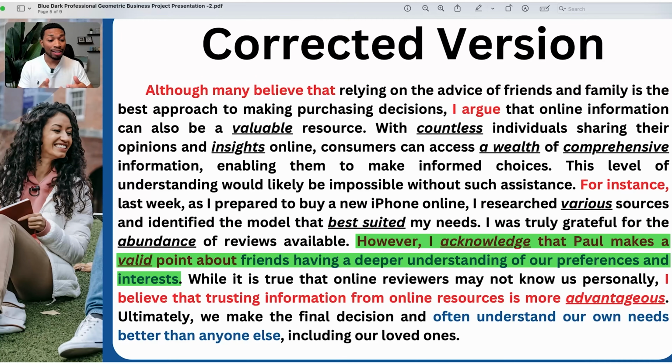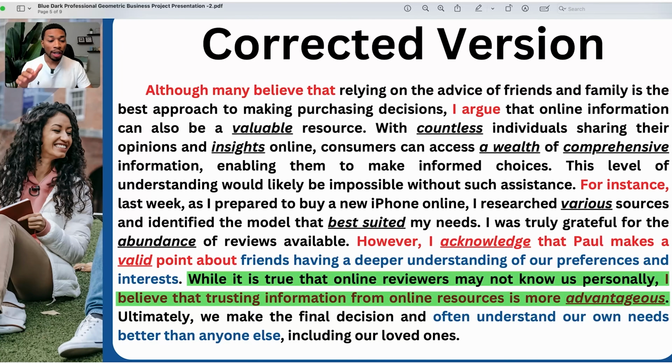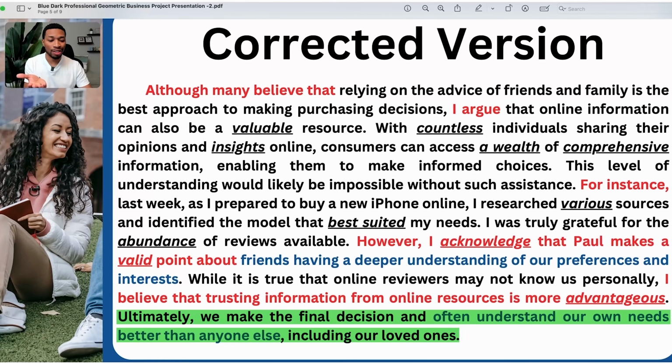"However, I acknowledge that Paul makes a valid point about friends having a deeper understanding of our preferences and interests." You see there just a little bit about Paul, and notice the conclusion. "While it is true that online reviewers may not know us personally, I believe that trusting information from online resources is more advantageous. Ultimately, we make the final decision and often understand our needs better than anyone else, including our loved ones." So did you see that?